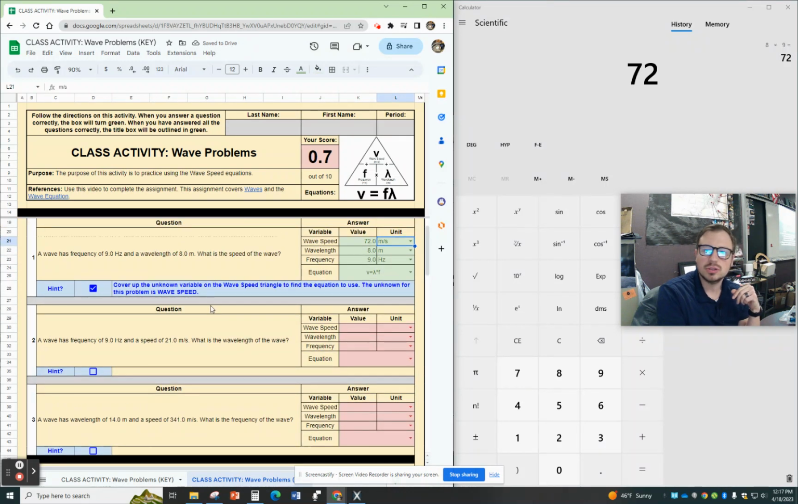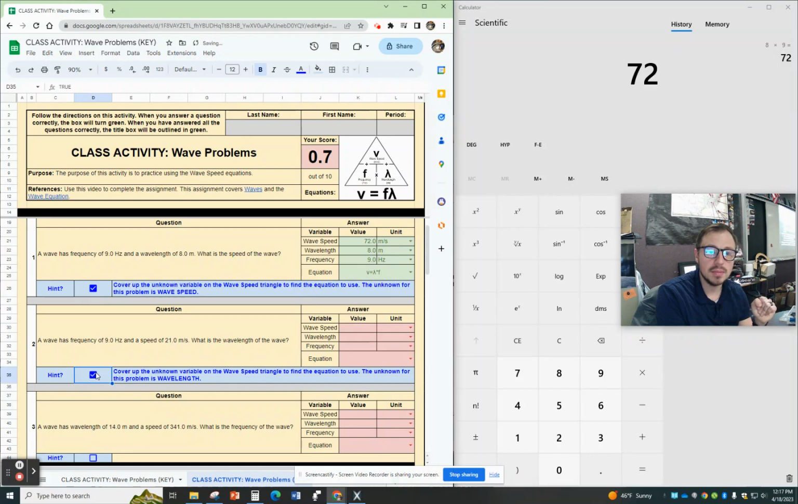Now let's look at the other two kinds of problems that I can give you. A wave has a frequency of 9 hertz and a speed of 21 meters per second. What is the wavelength of this wave? So I look at my hint again, and this time the unknown for this problem is wavelength. So from my equation, the wavelength equals the wave speed divided by the frequency. So I just plug in what I know. I know the wave speed is 21 meters per second. And I know that the frequency is going to be 9 hertz.